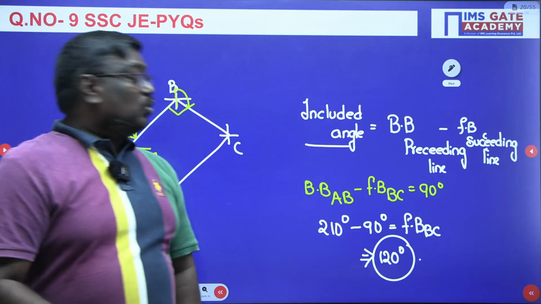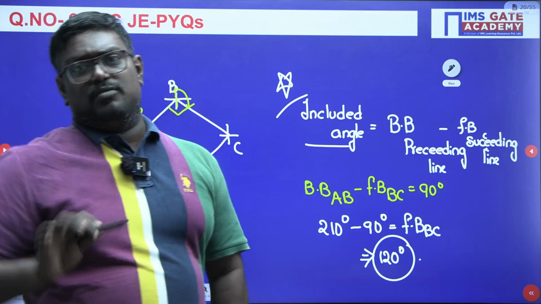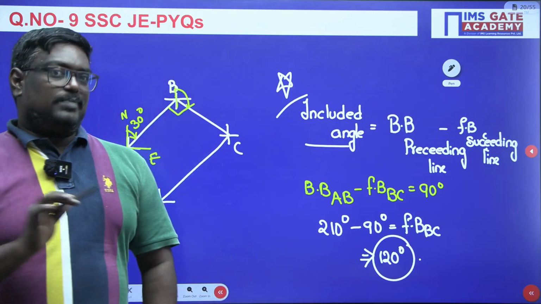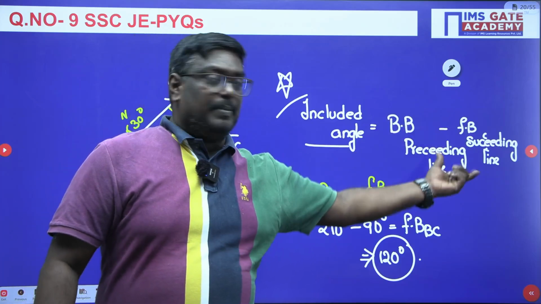So remember the most important key point, sir, we can expect this question also, either from whole circle bearing or from this, you can expect an SSC JE question. Included angle is back bearing of preceding line minus forebearing of succeeding line.